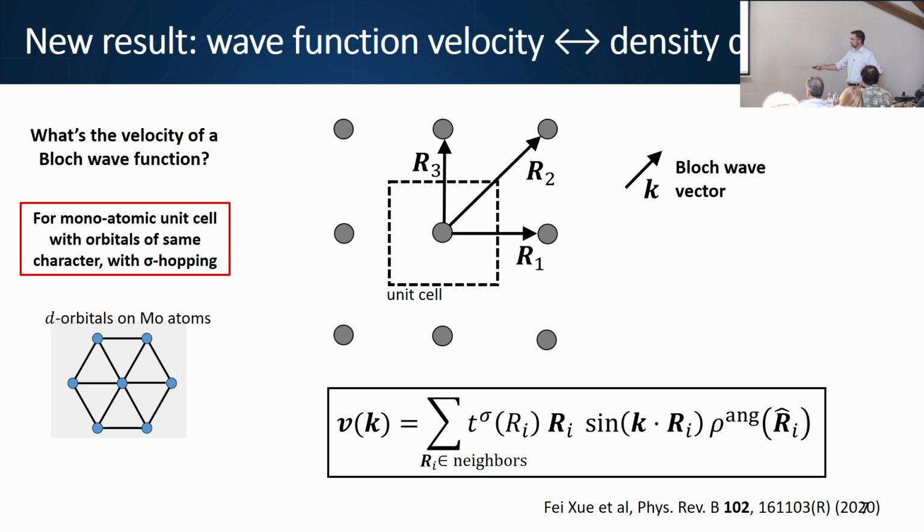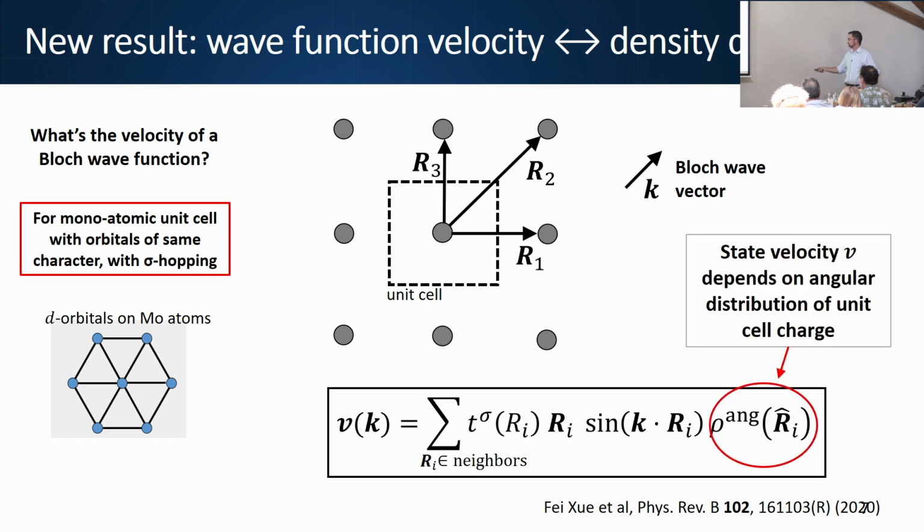And let's say here's our Bloch wave vector pointing off in this direction. And we show that the velocity of a state is given by this expression here. So it's a sum over neighbors. This T sub R_i is the sigma hopping between our primary unit cell and the ith neighbor. And this depends only on the distance between the two atoms. Here R_i, so that the bond current is directed along the vector connecting the two sites. This factor here says that the Bloch wave vector and the displacement between the two sites have to have some overlap.